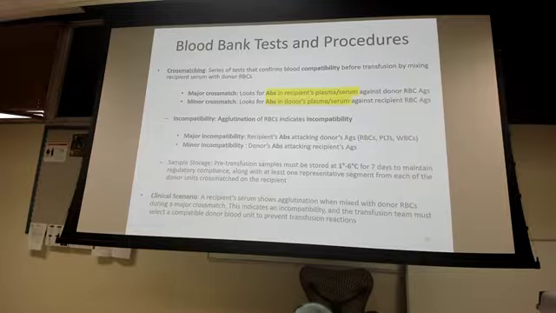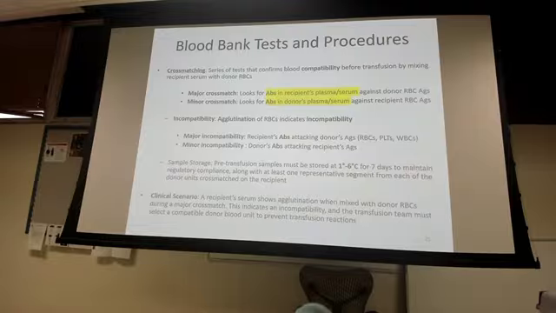And with cross-matching, we have two different types. We have a major cross-match and we have a minor cross-match. So major cross-match, you're looking at the antibodies in the recipient's plasma against the donor's red blood cells, okay? That's a major cross-match. In a minor cross-match, we're looking for antibodies in the donor, so the one giving the blood, against the recipient's red blood cells, okay? So highlight those two.